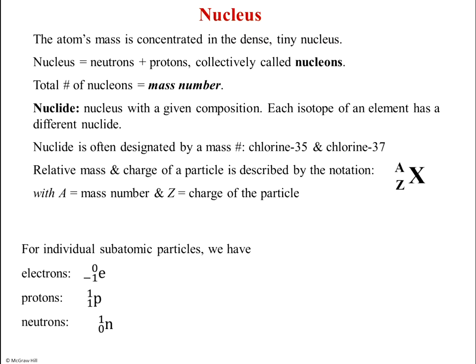For the individual subatomic particles we've looked at this semester, then, we would use this nomenclature as follows. For electrons, they have a mass number of 0, a charge of -1. A proton has a mass number of 1 and a charge of 1. And a neutron has a mass number of 1 and a charge of 0.